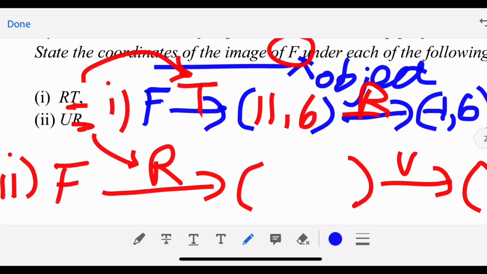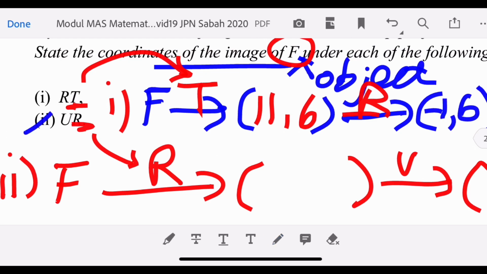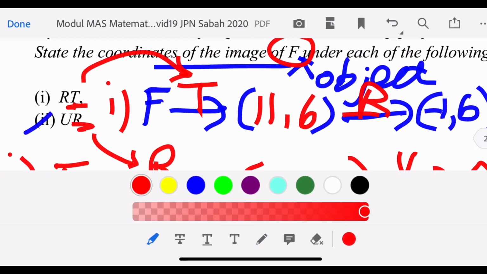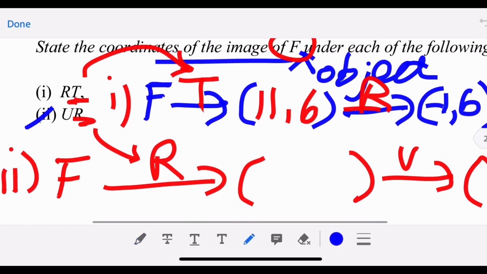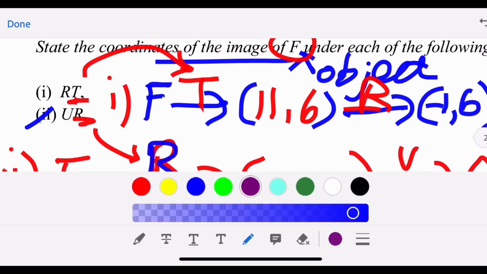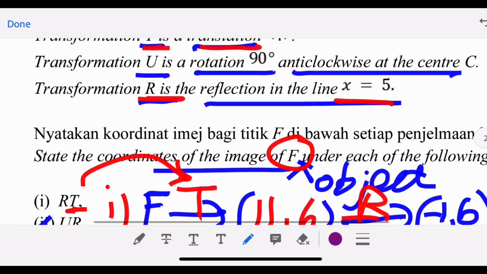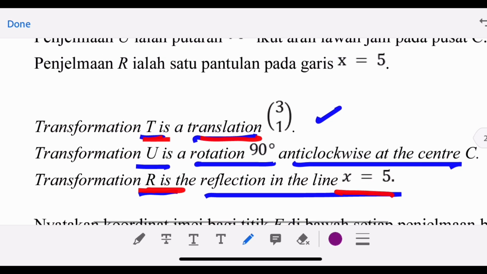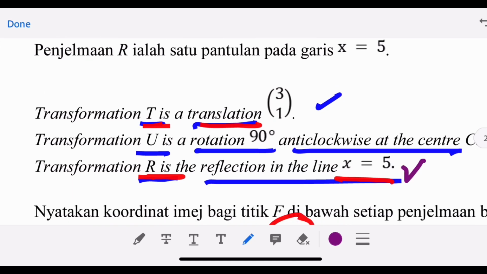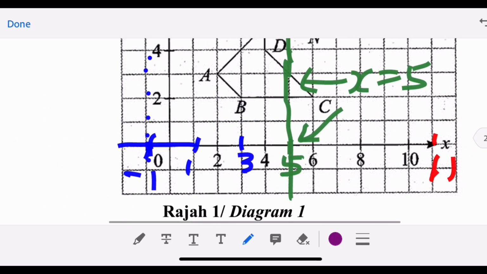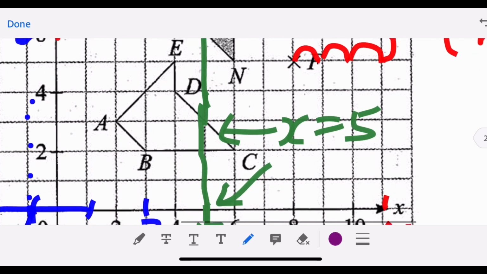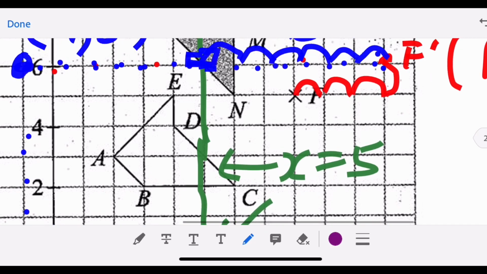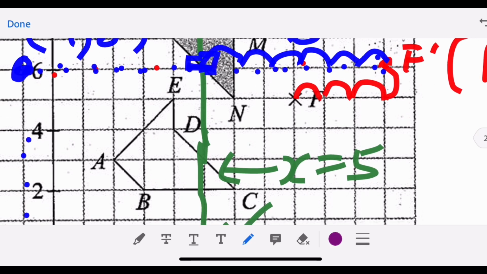Okay, alright, so now we will do the second one. We have solved the F under combined transformation RT. Now we will do UR. UR means we'll perform R first. So from the object F, we will do rotation, followed by U, which is enlargement. So let's go back to the diagram again. What is our transformation that we need to perform first? Okay, we have to jot down. So let's go back to the F.